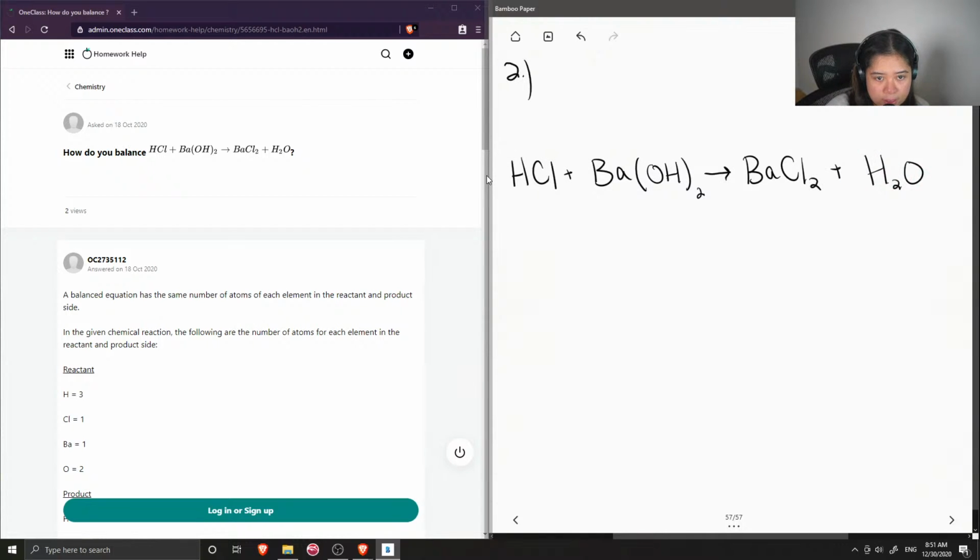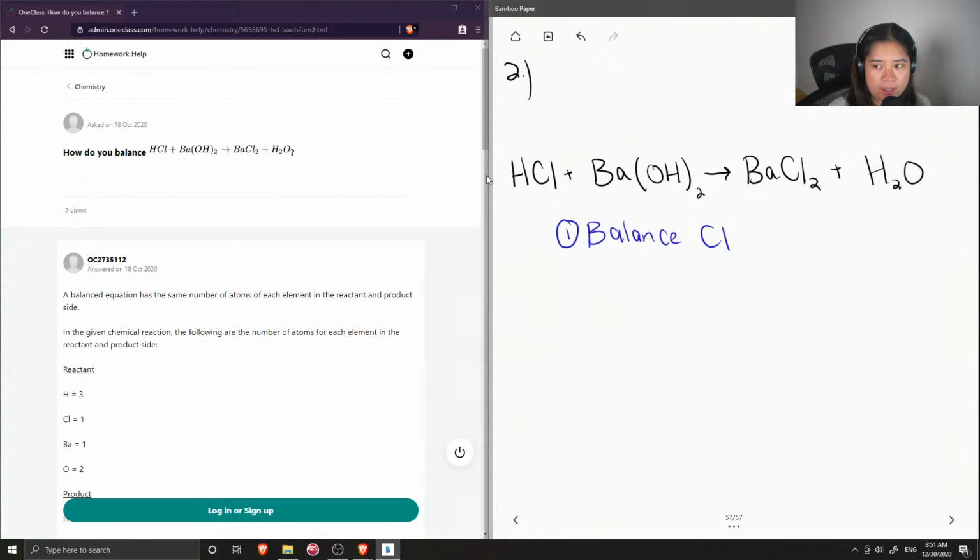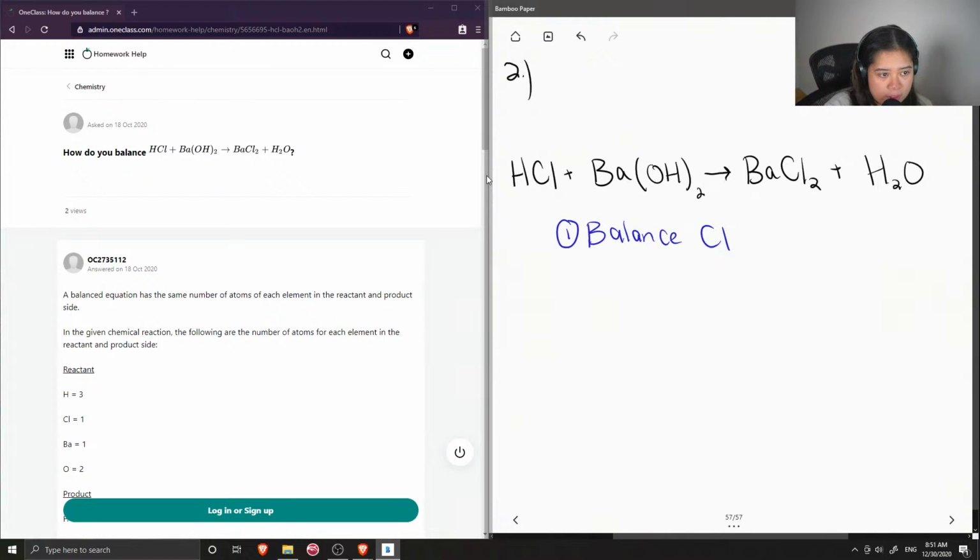Okay, so let's look at the barium first. You'll see there's one barium on both sides, so that's good. Next, we'll look at the chlorines. I'm just going to say balance chlorine. You'll see that there are 2 atoms of chlorine in our product side and only 1 atom of chlorine on our reactant side. So I'm just going to put a coefficient of 2 in front of HCl.